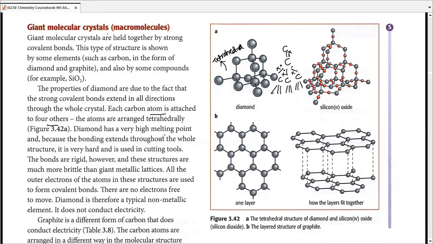That is going to be good enough for your understanding at this level. So the atoms are arranged tetrahedrally. Diamond has a very high melting point because the bonding extends throughout the structure. It is very hard and it is used in cutting tools.